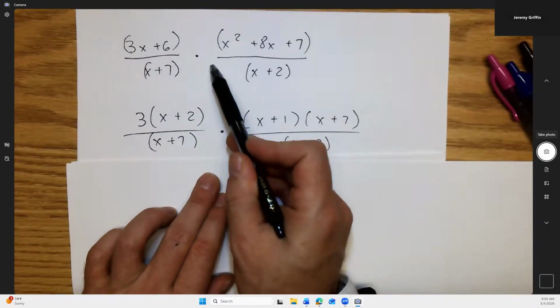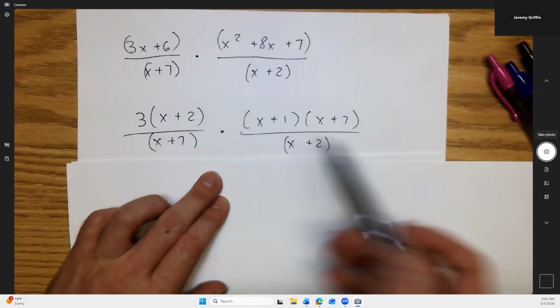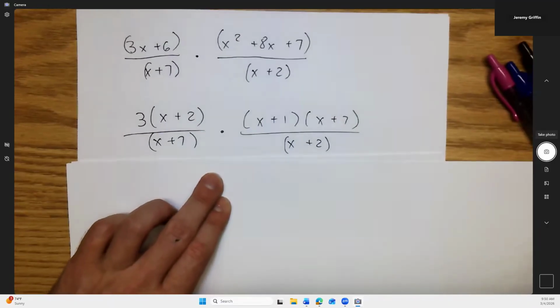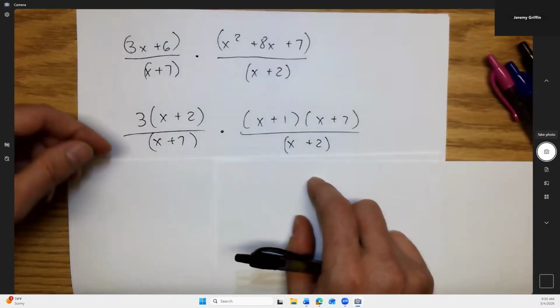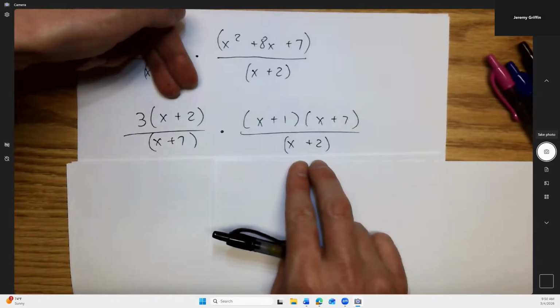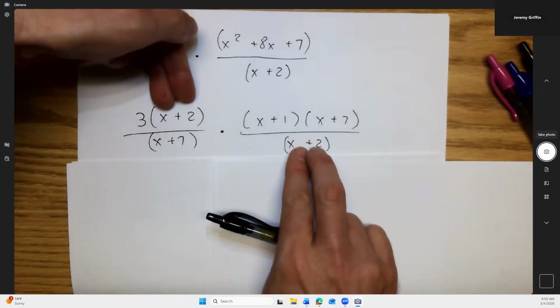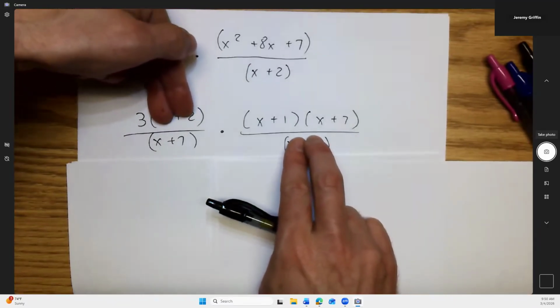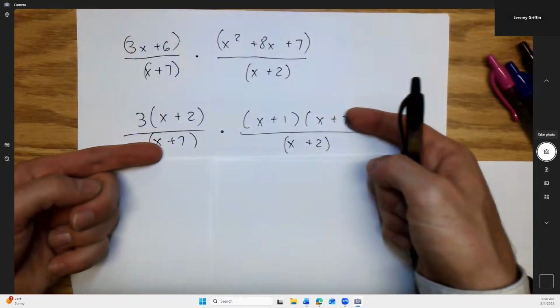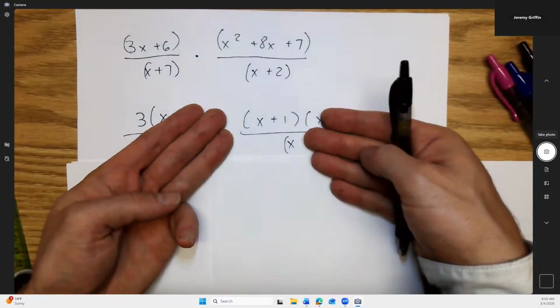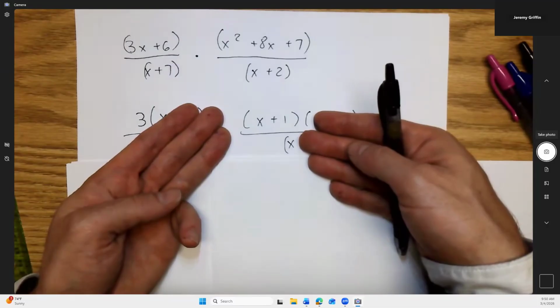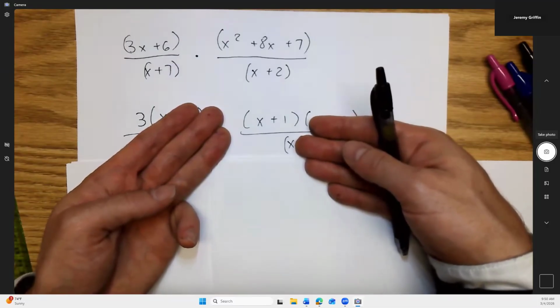Okay. Now, guys, this is multiplied. So really, it actually is just one giant fraction, isn't it? It's all multiplied, one giant fraction. Okay. So, do you guys see what's going to cancel? This x plus 2 cancels right here. This x plus 7 also cancels. And so you're left with just 3 times x plus 1. Everything else cancels. Right? You guys see that?